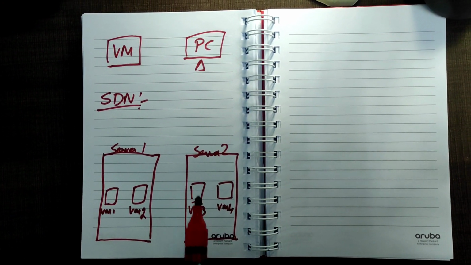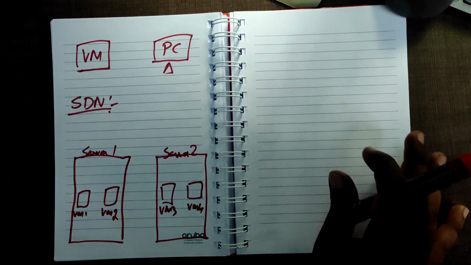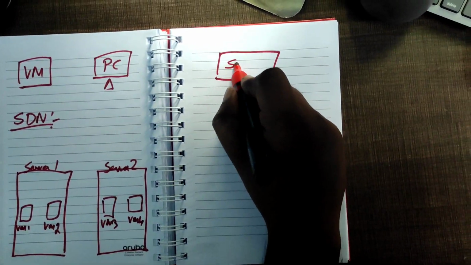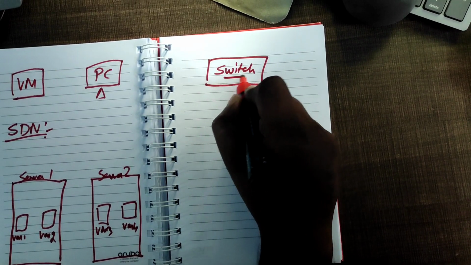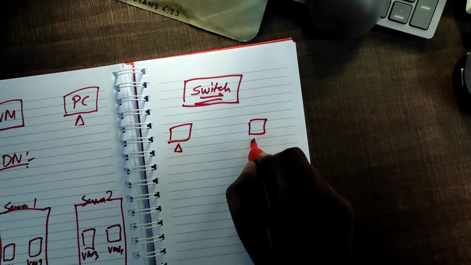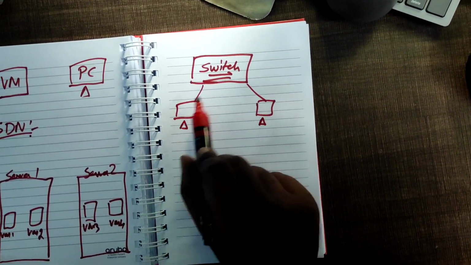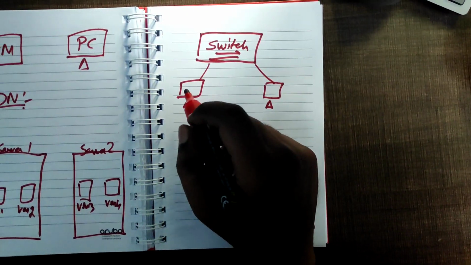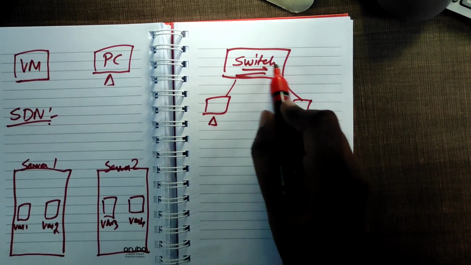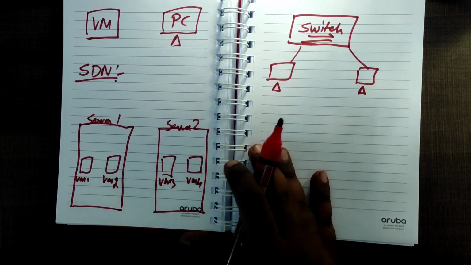In a normal scenario, if we want to make communication between two different PCs, you will have a switch, and this is your PC 1 and this is your PC 2. If these two PCs are on the same network, then when the PC sends a ping, it goes to the switch and the switch sends it to PC 2. The same thing applies in SDN as well.